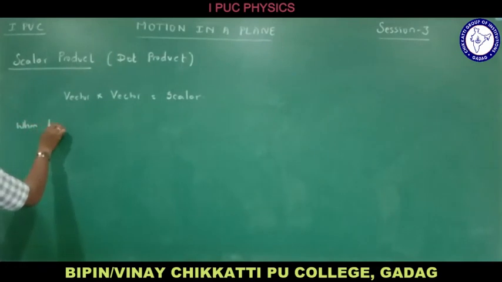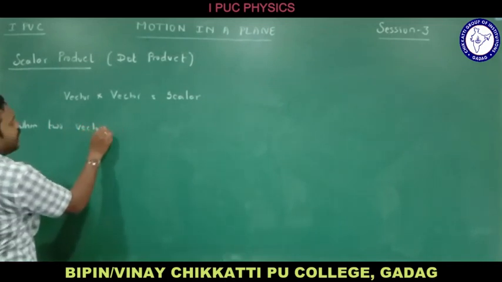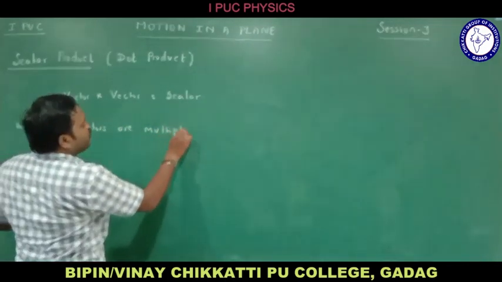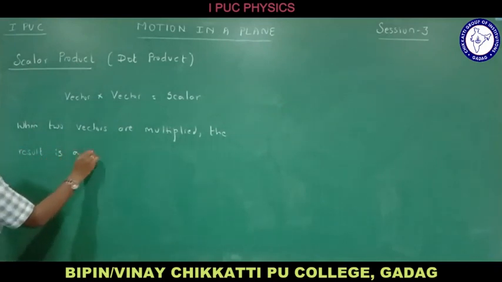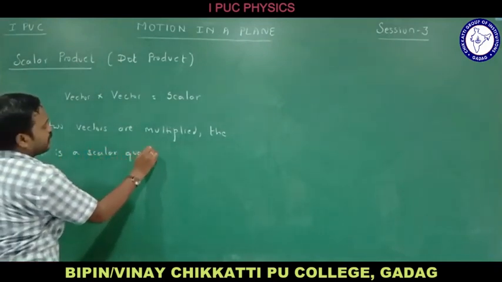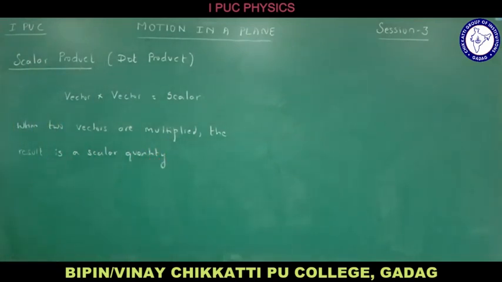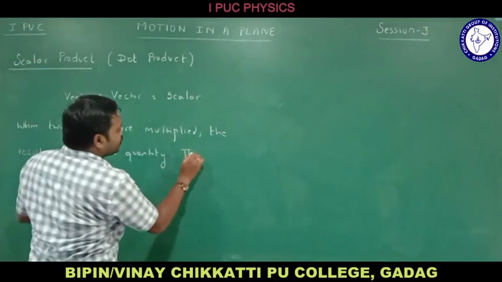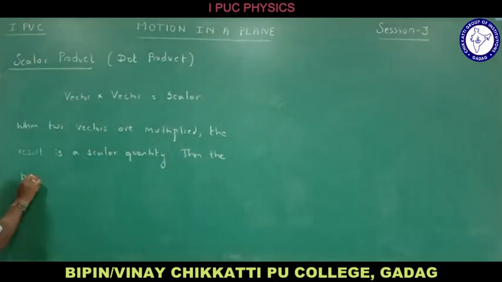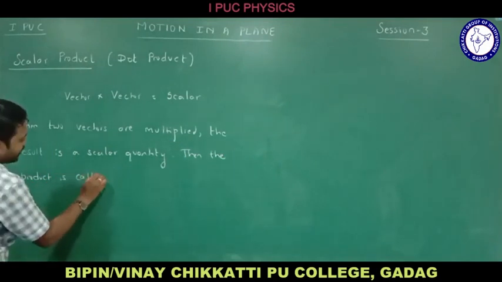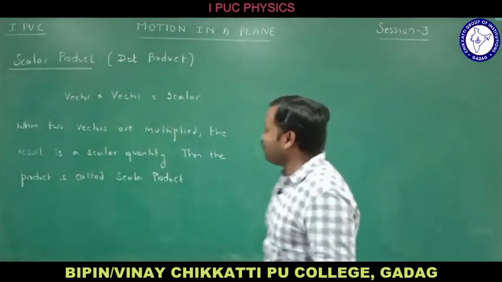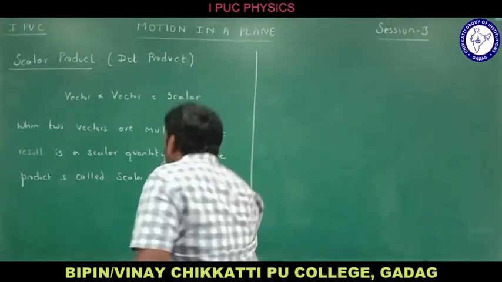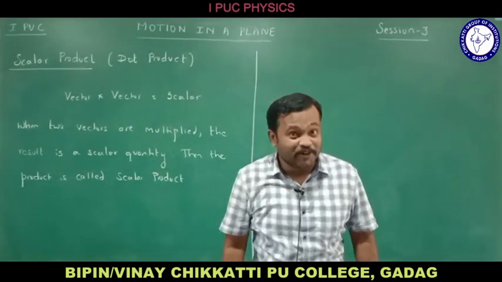When two vectors are multiplied, the result is a scalar quantity. If two vectors are multiplied and the result is a scalar quantity, then the product is called scalar product. Why is it called dot product? Let us check it out.